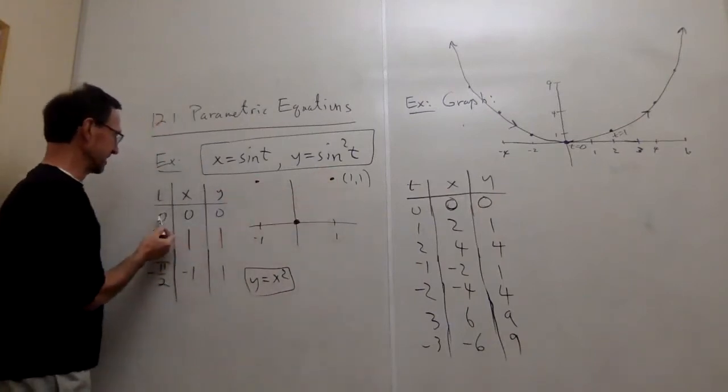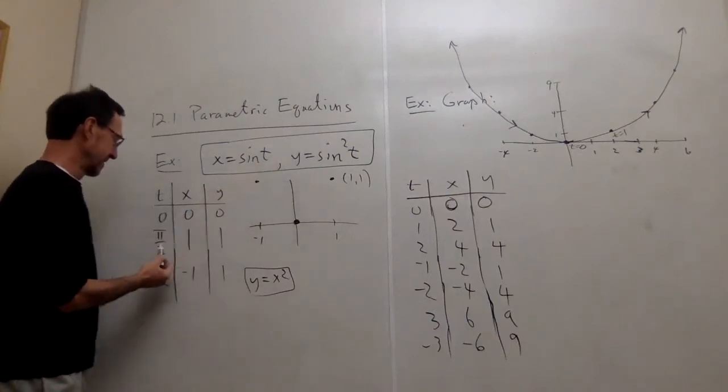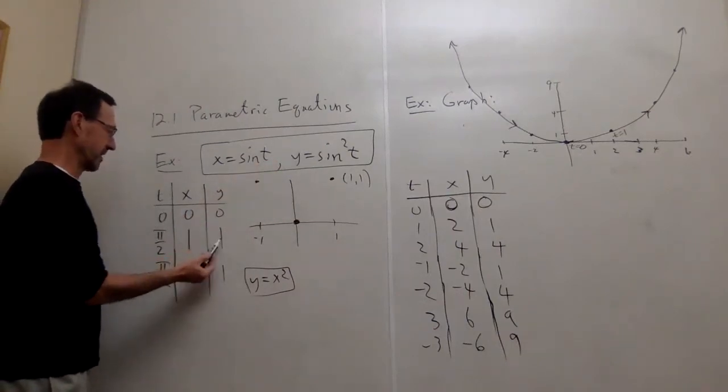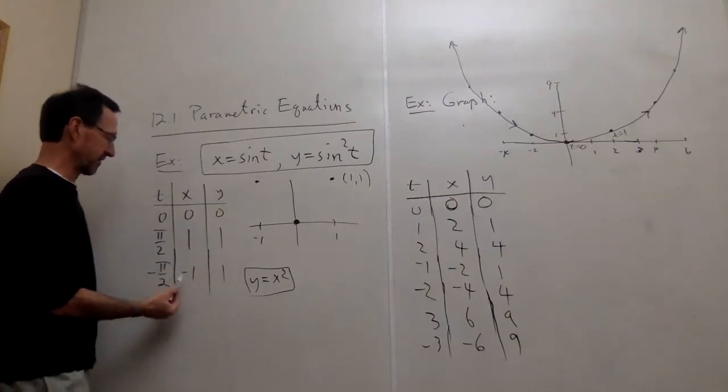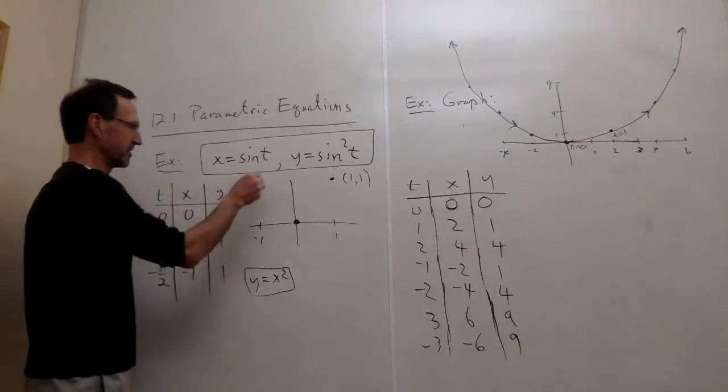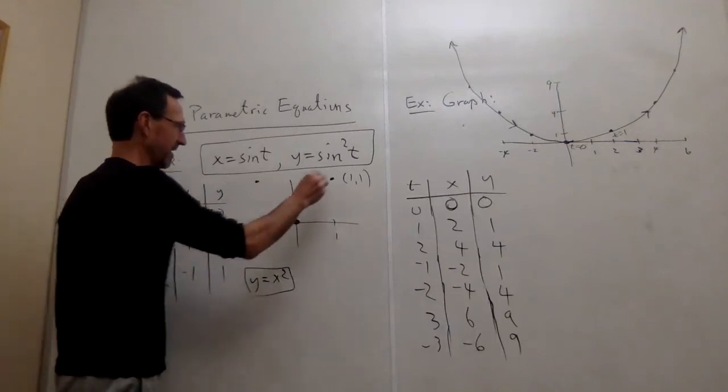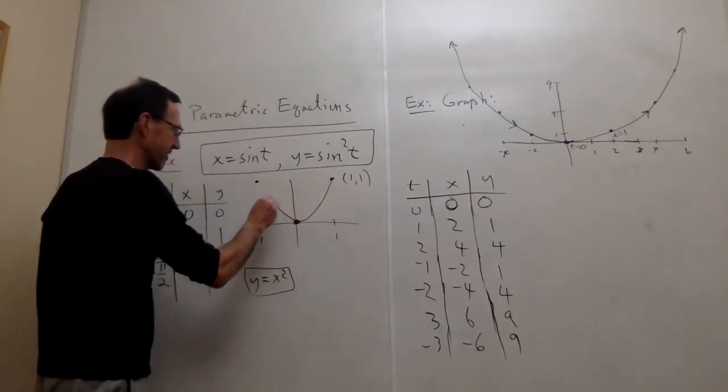I've calculated a few points. Here they are. When t equals 0, both are 0. Sine is 0. At pi over 2, I get x is 1, and 1 squared is 1. At minus pi over 2, I get negative 1, 1. So here they are, and now I know that they lie on a parabola. So I'll draw a parabola.